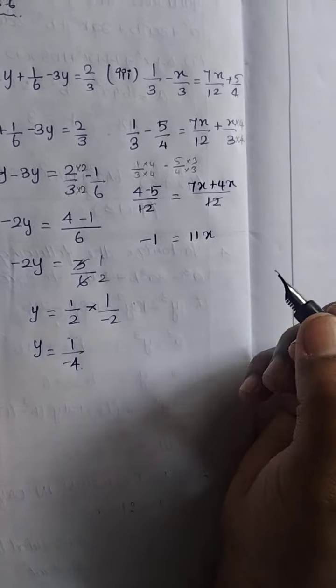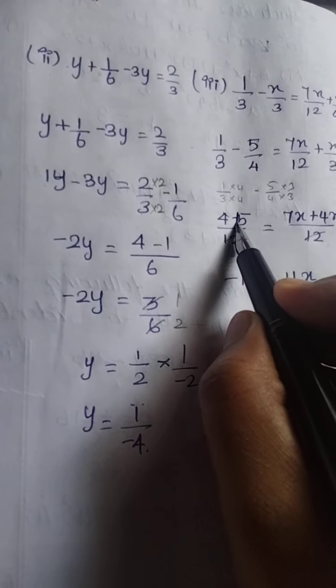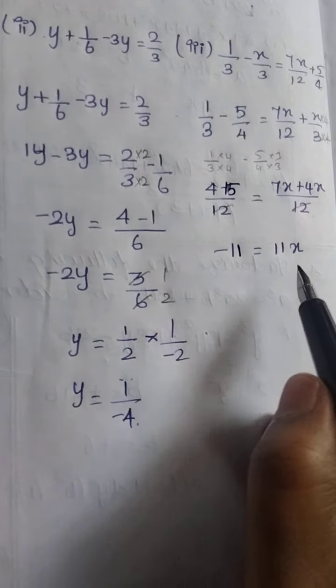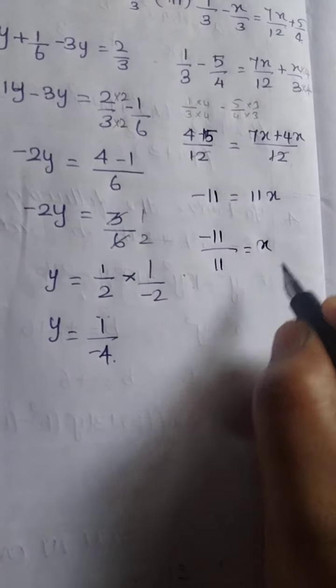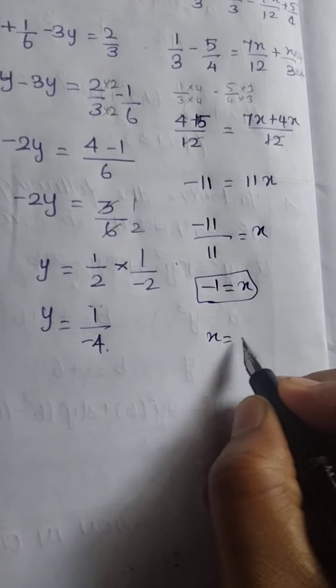While moving to this side, see, listen, 5 3s are 15, right? So we have to write like this. Here also −11. While moving to this side, it will be like this. So what is the answer? x is equal to −1. We have to write it like this also. x is equal to −1.